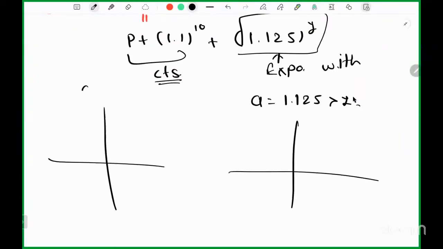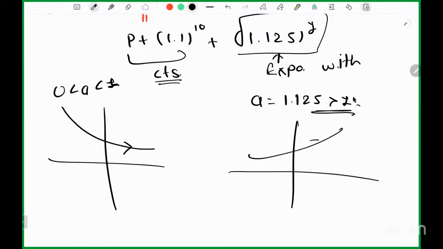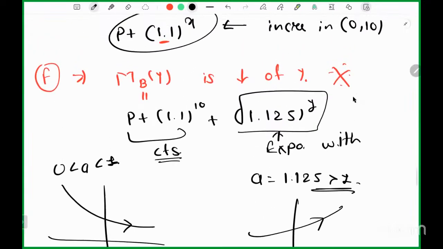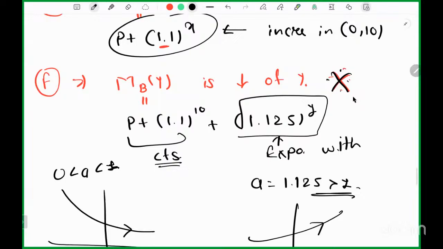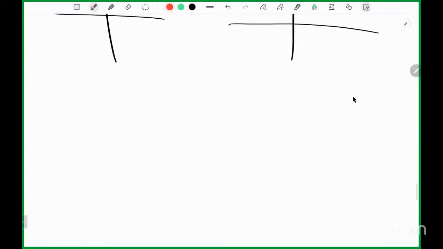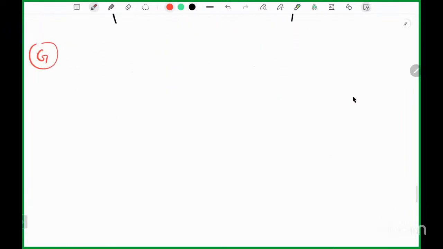So this is the graph when the value of a is between 0 to 1. So this is a decreasing graph. And when the value of a is greater than 1, it's an increasing function. So that's why this option is incorrect, because it says the decreasing function. I'll go to the next option.